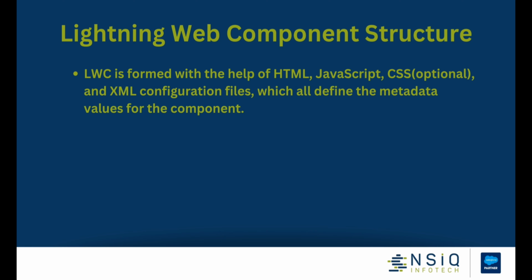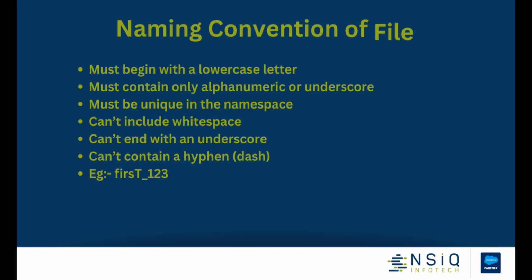Lightning Web Component structure. Lightning Web Component is formed with the help of HTML, JavaScript, CSS as an option, and an XML configuration file, which defines the metadata values for the component. Before moving to the structure of Lightning Web Component, first we understand the naming convention of LWC's files. The file must begin with a lowercase letter.